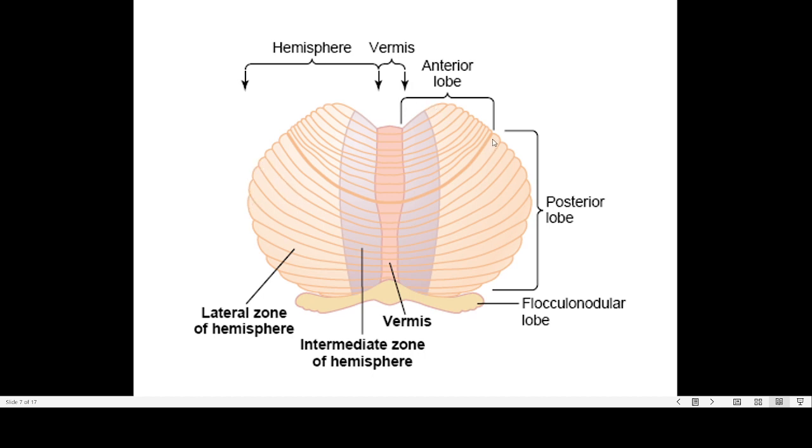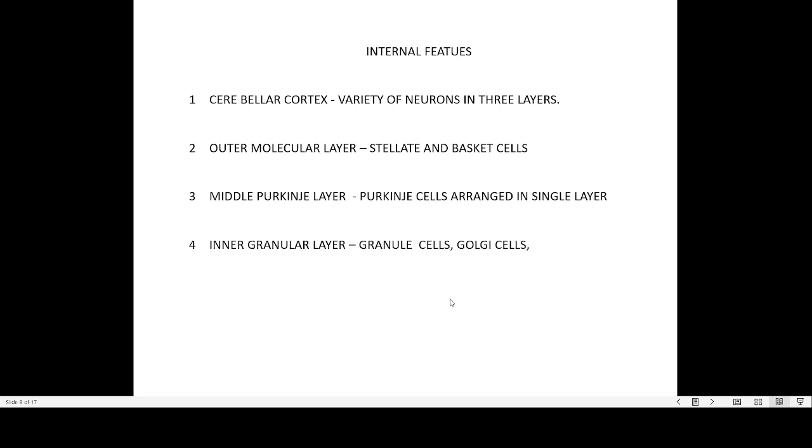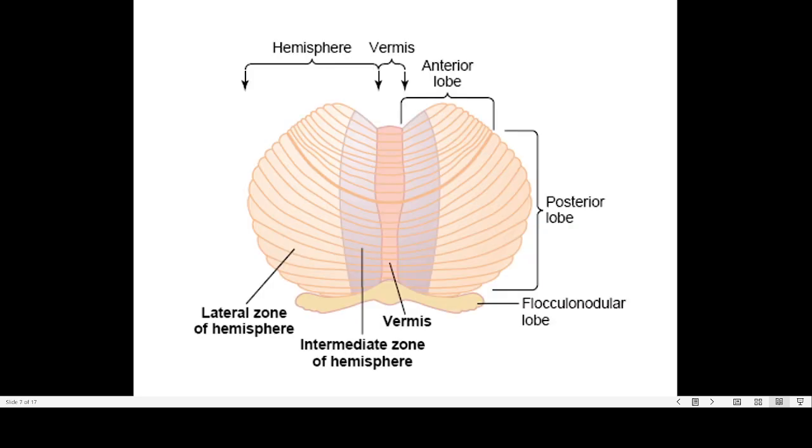Now you can see this is the primary fissure. So this portion is the anterior lobe. Then from this primary fissure to the flocculonodular fissure, that becomes the posterior lobe. Then the last small one is the flocculonodular lobe. So just by the portions of the superior aspect, we can name the portions. It usually helps for the functional concept. So this is the structure and parts of the cerebellum.